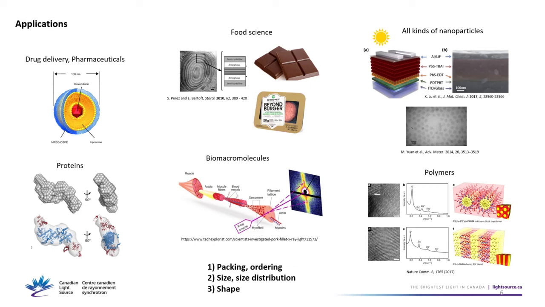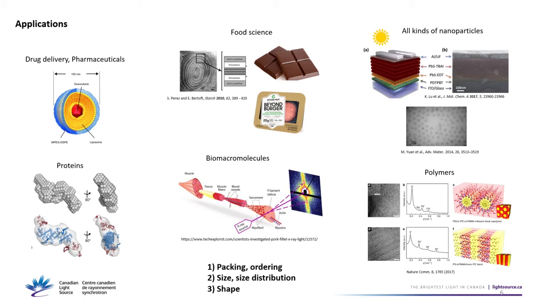in systems like drug delivery and pharmaceuticals. I'm going to have a detailed example of this later. Protein size and shape, Bob talked about this on one of his slides, I think yesterday. But also things like food science. A lot of components of food happen to be ordered on the nanometer scale, like starches have this semicrystalline and amorphous banding that happens to be on the nanometer scale. You can look at that with SAXS.